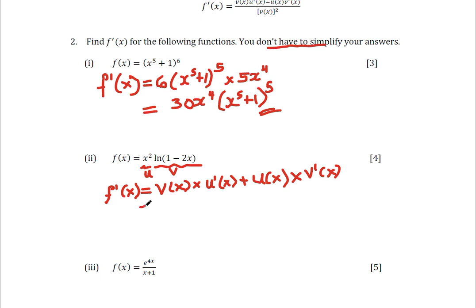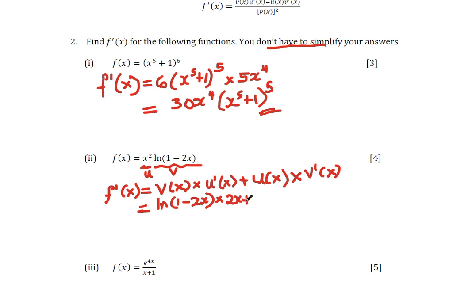So let's go about doing that. So we're going to write v here. V of x would be ln 1 minus 2x. That is what we assigned v as. So we just write it back here for v of x, multiplied by u prime x, which means that we're going to differentiate the term that we assigned as u. The term we assigned as u was x squared. So when we differentiate that, the 2 comes down to the front. So that's 2x, and we take 1 from the power. So 2x is the derivative of x squared.